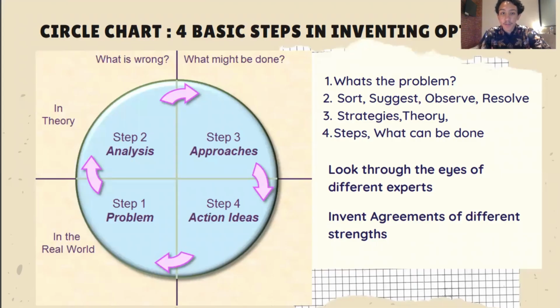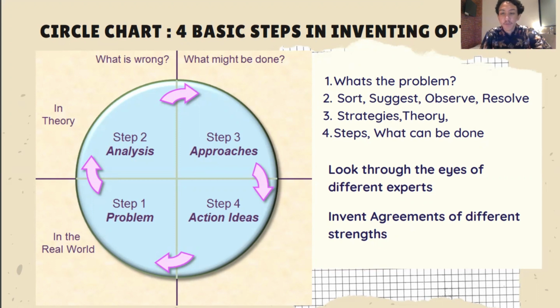So I'm going to explain to you about the circle chart, which has 4 basic steps in inventing options. The first step is to analyze what's the problem in the real world, what's wrong with the problem, what are the current symptoms, and what are the disliked facts, etc. The second one would be to analyze it, diagnose the problem, sort the symptoms into categories, suggest the causes, and observe what is lacking in theory. So the key question would be what is wrong?